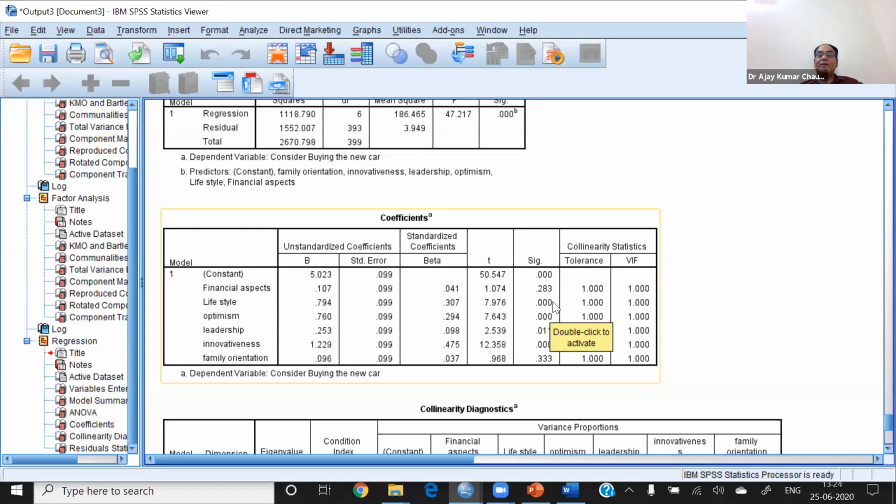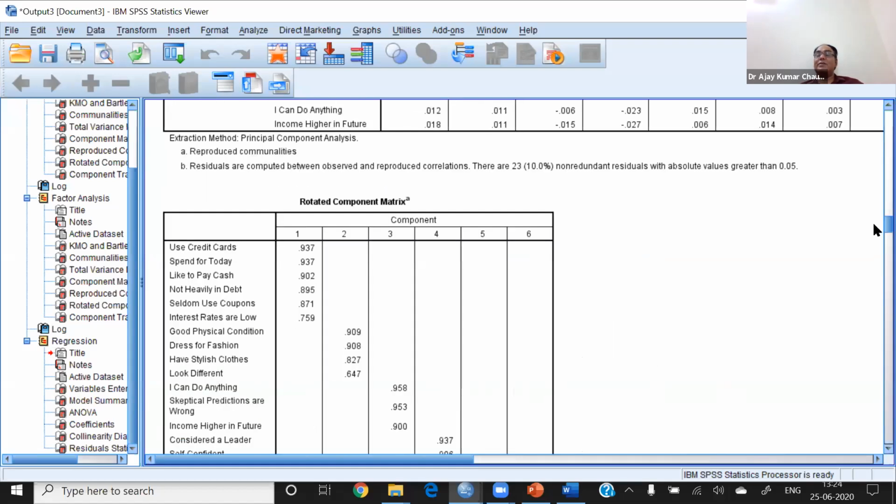And 4 factors are still found to be significant. Family orientation is not found to be significant, and all the other factors are significant. And this one is having the highest t value, highest beta value. So innovativeness is the factor which is having the highest impact on the purchasing behavior. Okay. So in this way, we can do the factor analysis, save the factors, and use the factors.